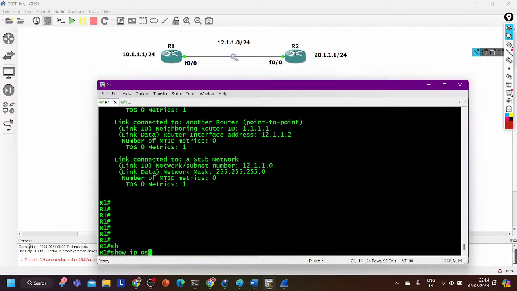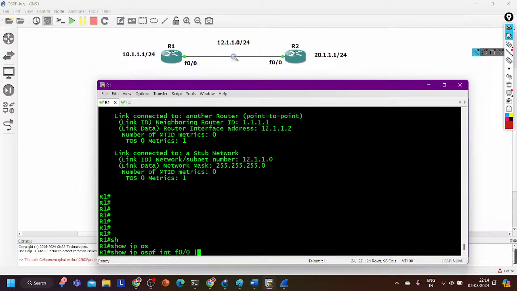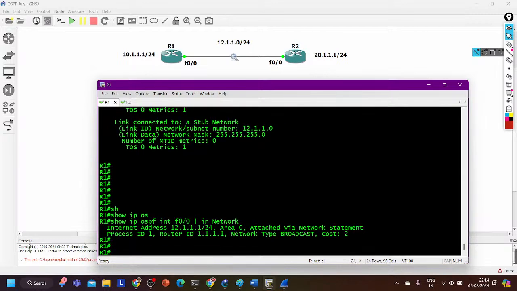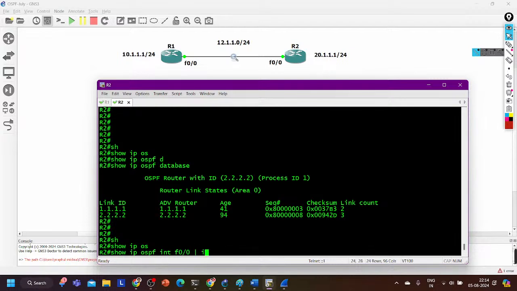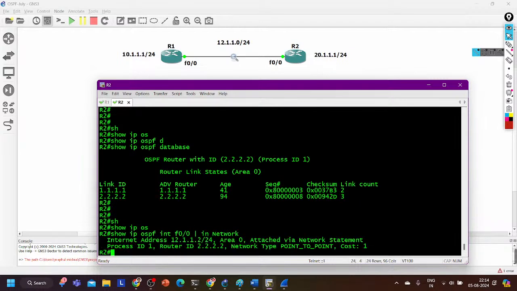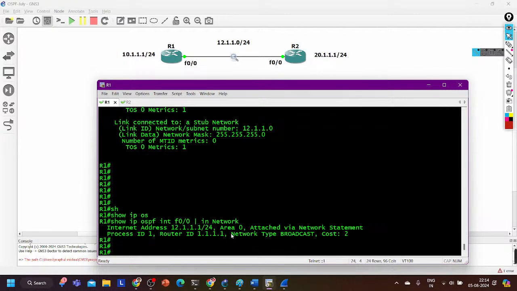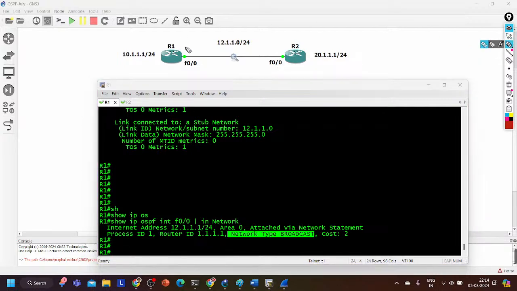Show IP OSPF interface F0/0 and include network. And on router number 2 also, show IP OSPF interface F0/0 include network. The network type over here is point to point, and the network type on router number 1 is broadcast, right? Here the network type is broadcast, here the network type is P2P, right? So this is the reason.